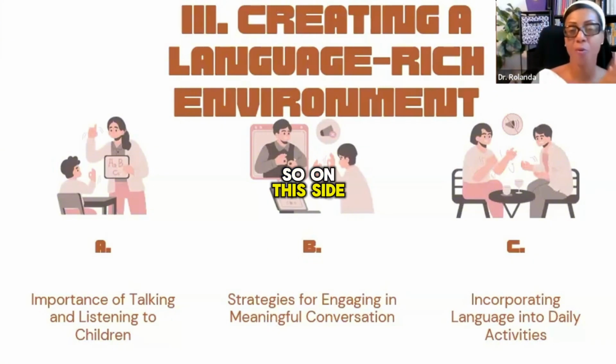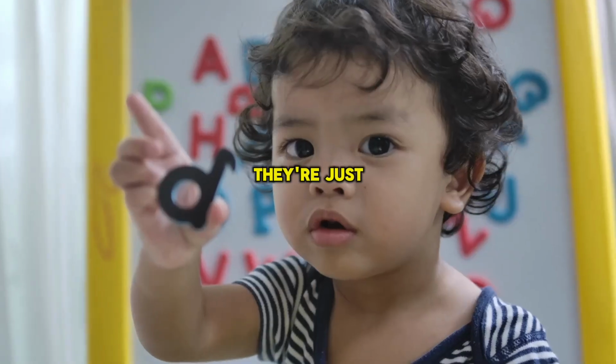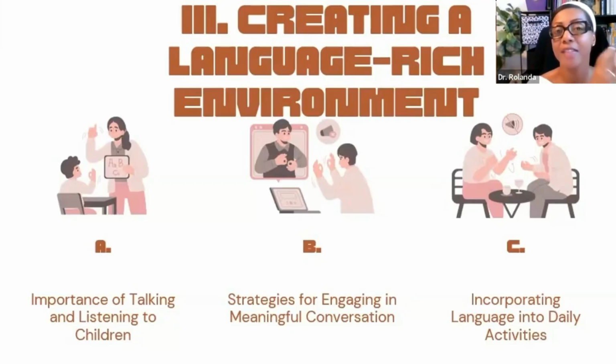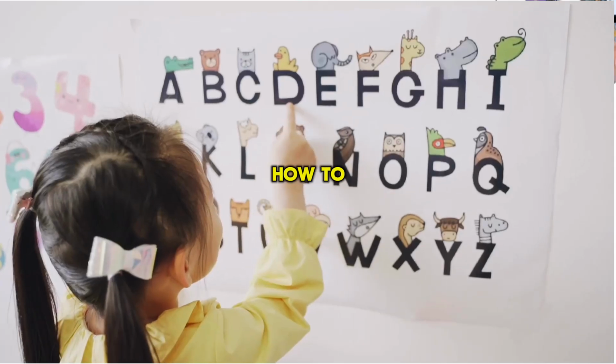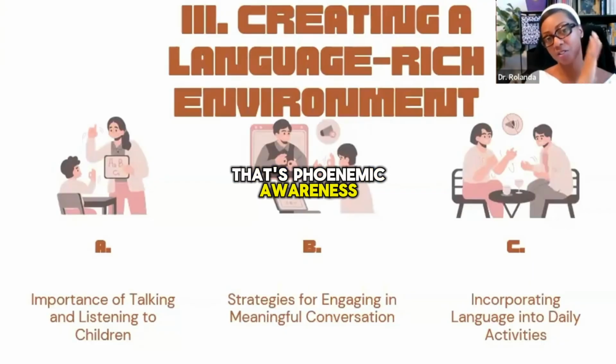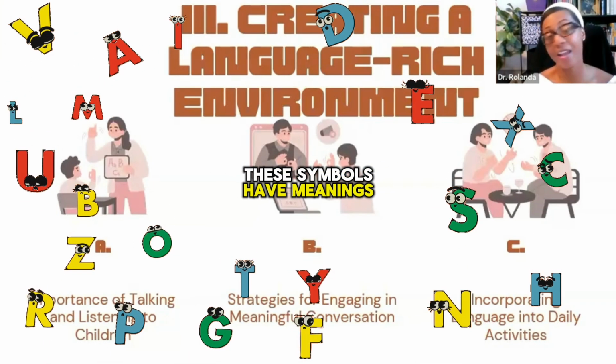So on this side, we start with phonemic awareness. They're just learning the phonemes, the sounds of the words, right? The sounds of the letters, how to manipulate those sounds to make different words. That's phonemic awareness. They're starting to understand these symbols have meanings, they have sounds.